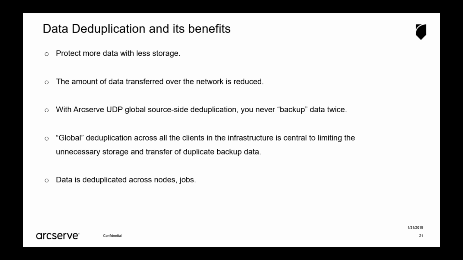For replication jobs, UDP is sending only the unique blocks, which is helping us to save bandwidth. And the deduplication is across nodes and jobs. UDP is doing deduplication at the time of the backup job itself, which is called source side inline deduplication. And at the time of replication, it is sending only the unique blocks, which is helping to save bandwidth.